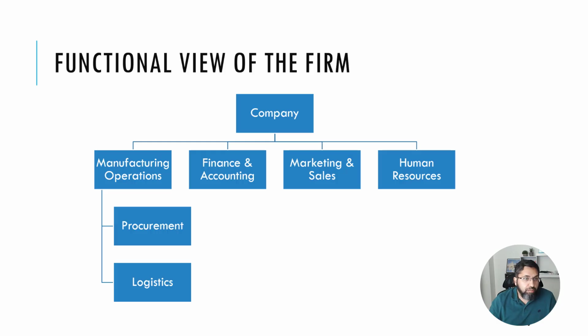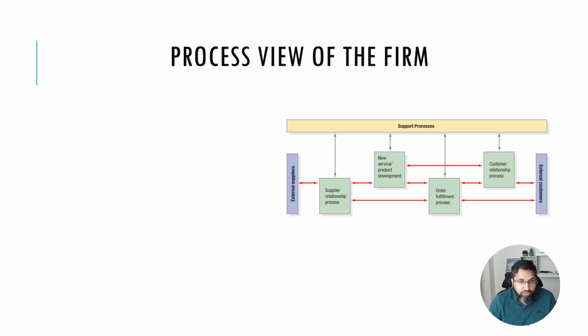And then there's a manufacturing operations function whose job is to make sure things are produced. So that's the functional view of the firm. These different functions do different tasks, and each function may have a president or a director, and that's how the company runs. Okay? In operations management, we are usually not that interested in the functional view of the firm. Okay? Instead, we take what's called the process view of the firm.